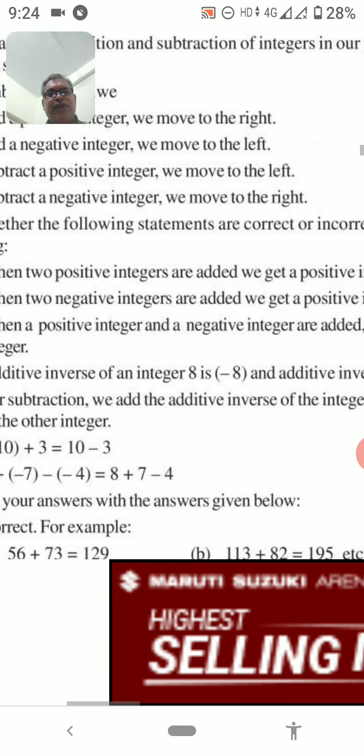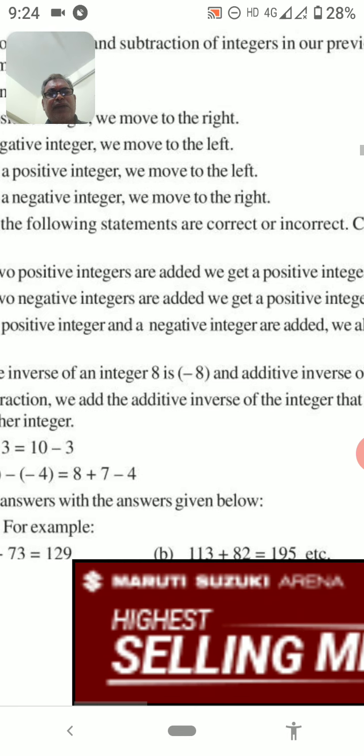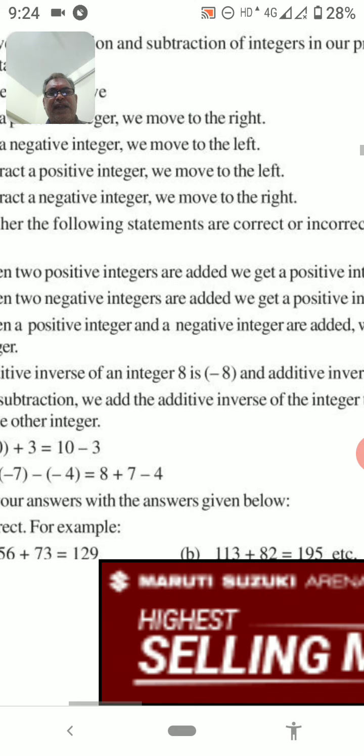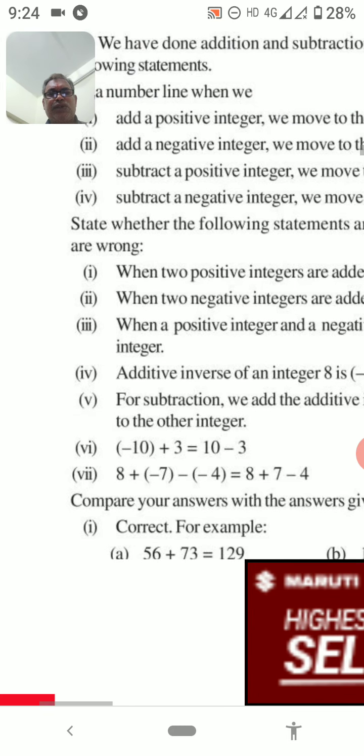And one positive and one negative, give the sign of the larger number. Now you can use that technique and you can write that one positive integer and one negative integer when added, then the result becomes the negative integer. So using this technique you can solve these examples.